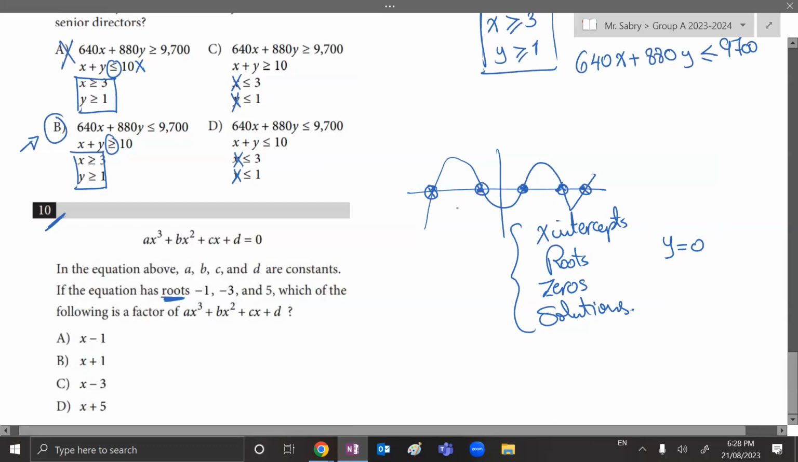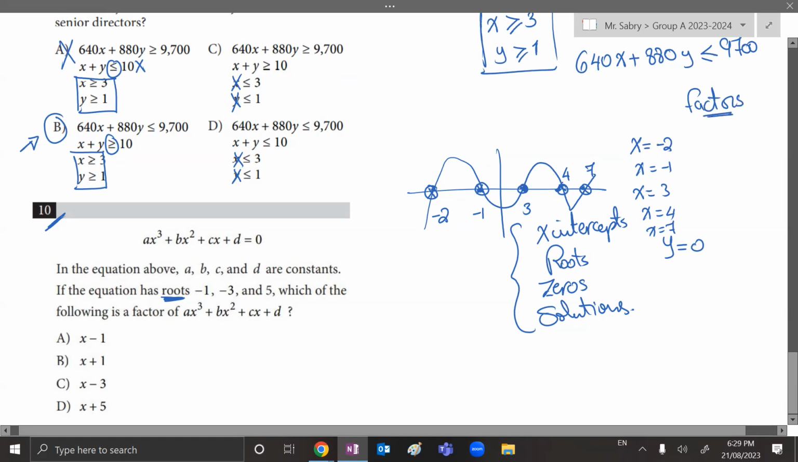Now let's say this is -2, this is -1, this is 3, and this is 4, and this is 7, for example. So the roots will be written this way. If I asked what are the roots, you're going to write them this way. X equals -2, x equals -1, x equals 3, x equals 4, x equals 7. Those are the roots.